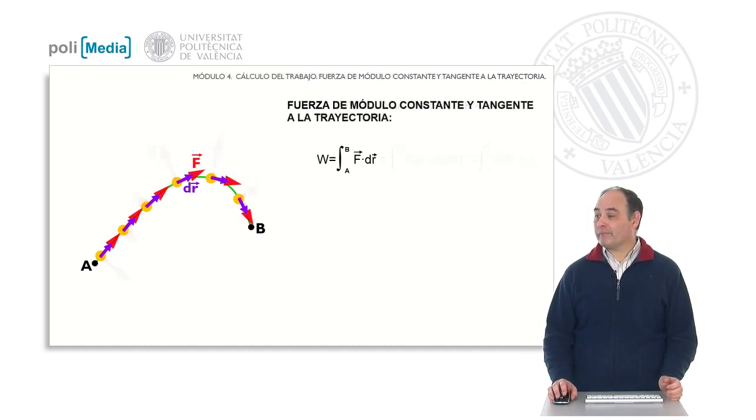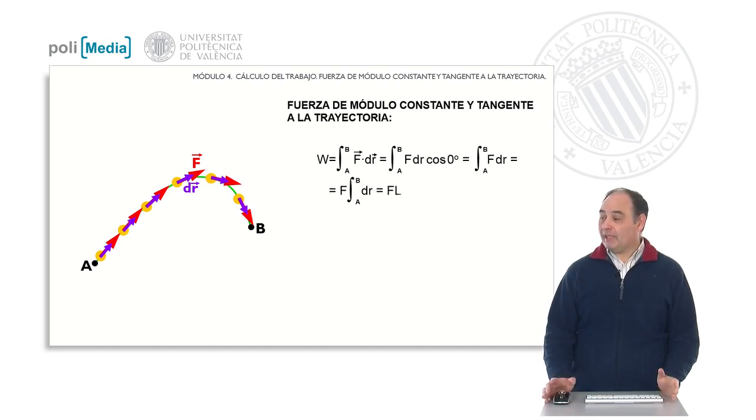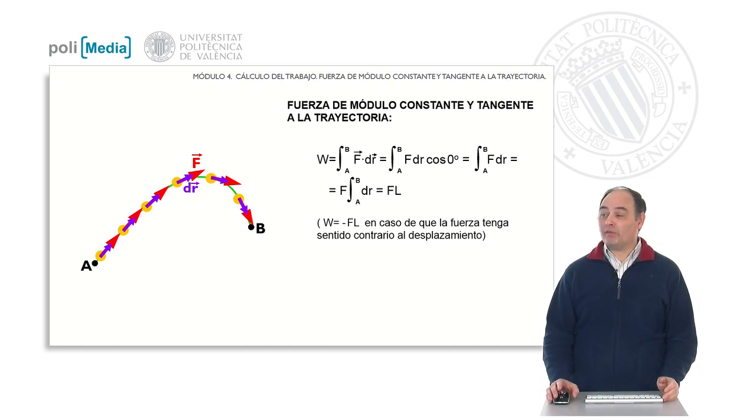Another particular case: a force of constant modulus and tangent to the trajectory, not to be confused with the previous case of constant force. Here the modulus is constant. We can see that the direction is not. In addition, that direction is all the time tangent to the trajectory, as we see in the figure. In this case, making the development, I am left that the angle that forms F with differential of r is at all times 0 degrees, whose cosine is unity.